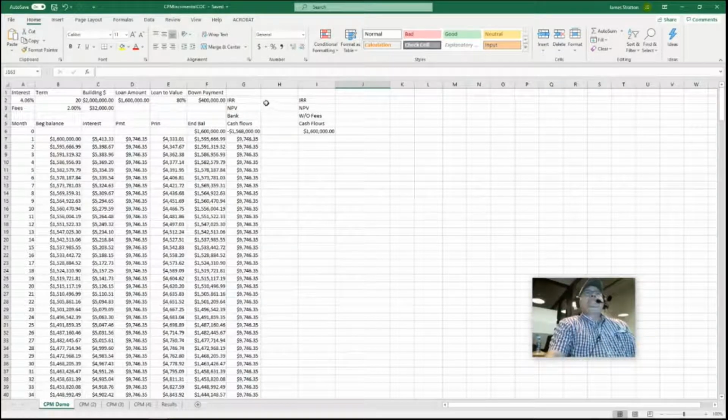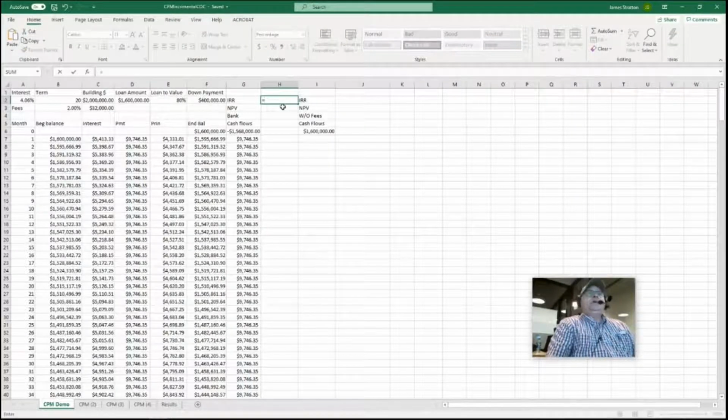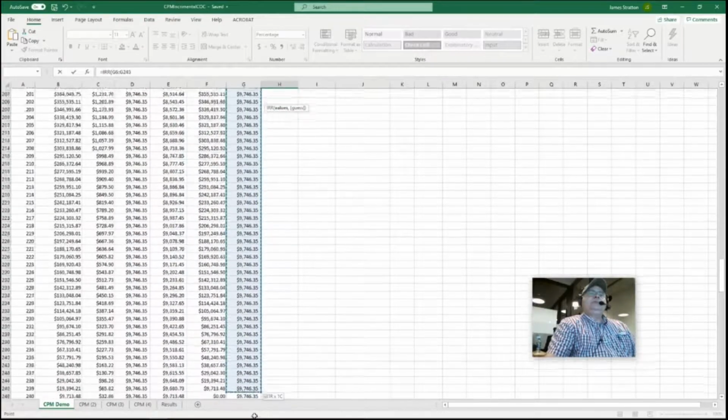All right. So what we're going to do here is calculate our internal rate of return, and we're going to look at that. So we've got an IRR, okay? And literally, we're just going to go all the way down and grab it.